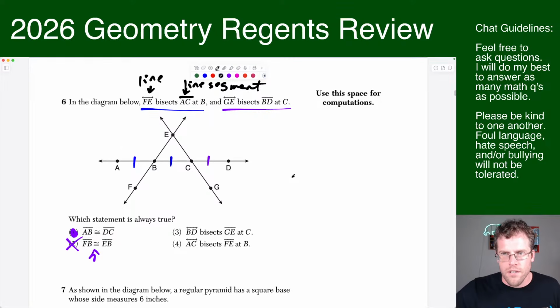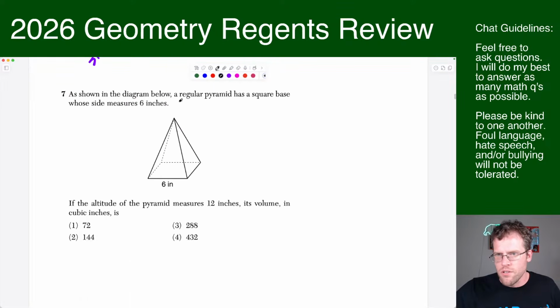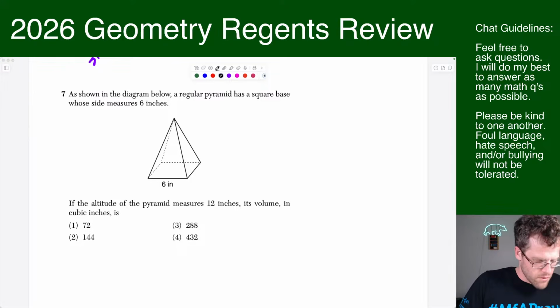Yay. Okay, cool. All right, so as shown in the diagram below, a regular pyramid has a square base whose side measures... Oh, let me get the new reference sheet, because the new reference sheet is total garbage.